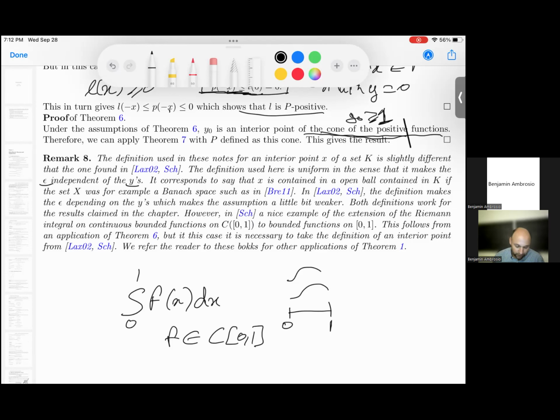But to do that, you need to say that y node is an interior point, and you need the weaker definition. So that's a nice example.